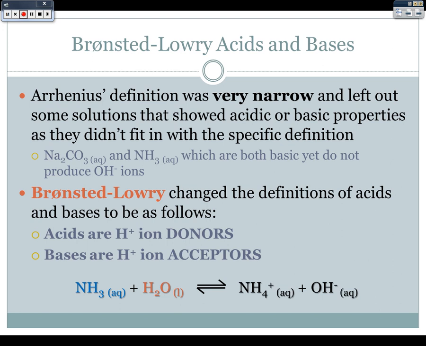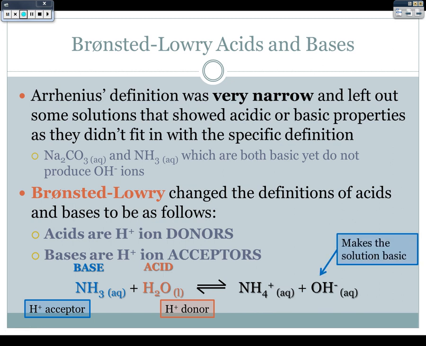So, for example, if we look at this, we've got ammonia and water in equilibrium, and the ammonia goes from NH3 to NH4+, meaning that it accepted a hydrogen ion. So the ammonia would be a base. The water went from H2O to OH minus, so it donated a hydrogen, so it would be the acid. Again, the base was the hydrogen ion acceptor, the acid was the hydrogen ion donor. So you're looking to the right to see what happens with your products, and that tells you what your reactants did. Now, since there is OH minus in solution, the solution would be basic.